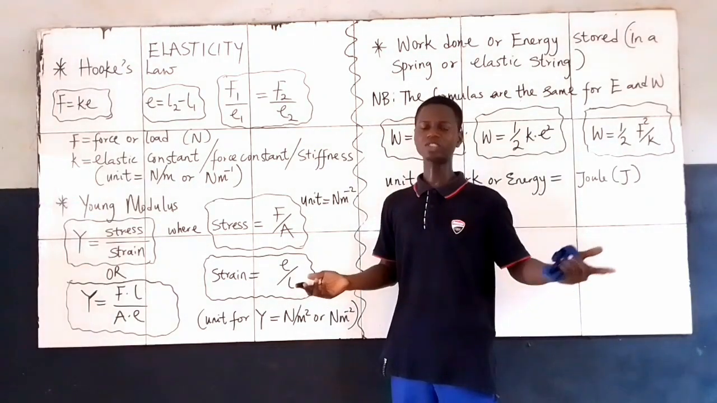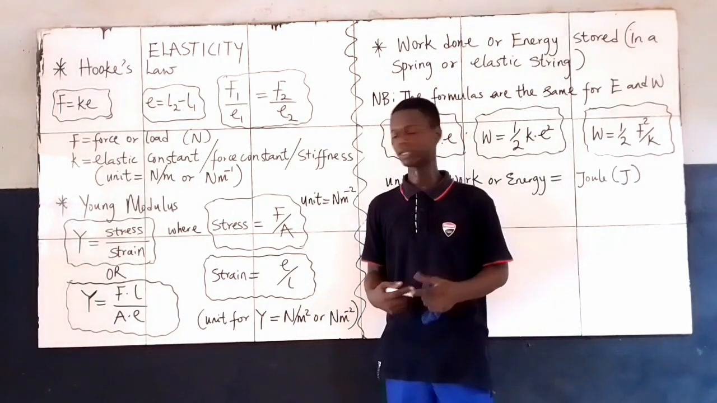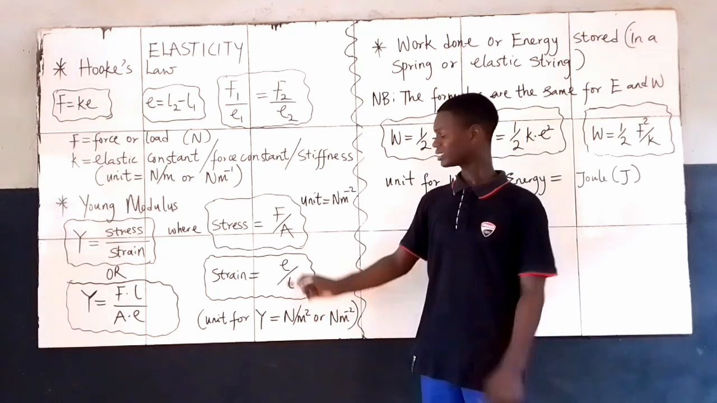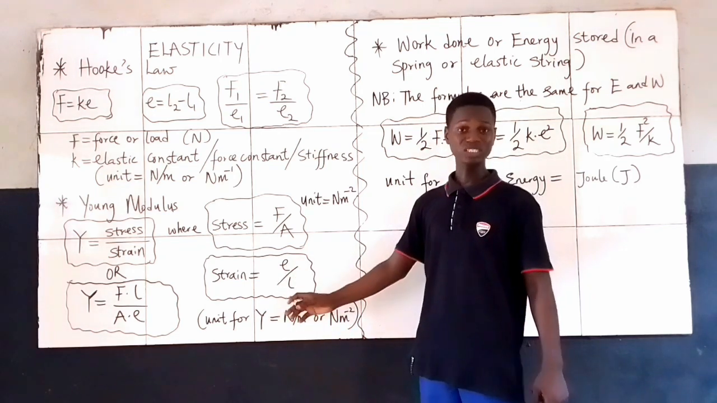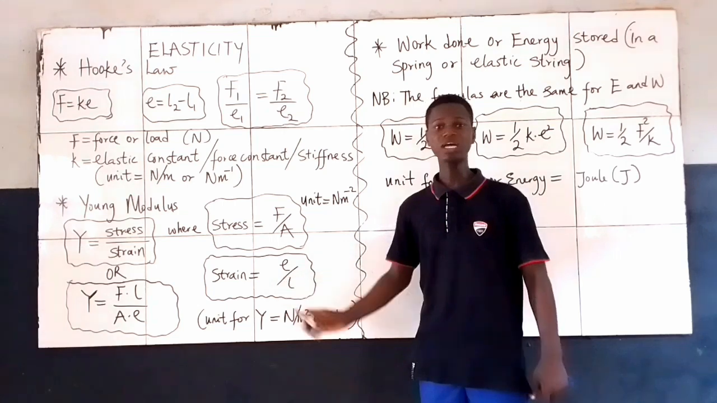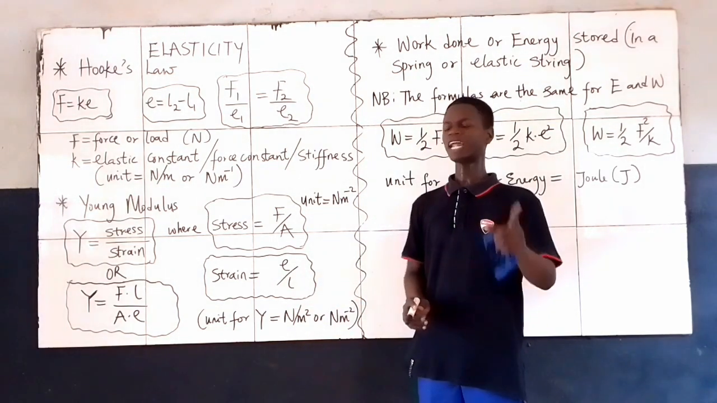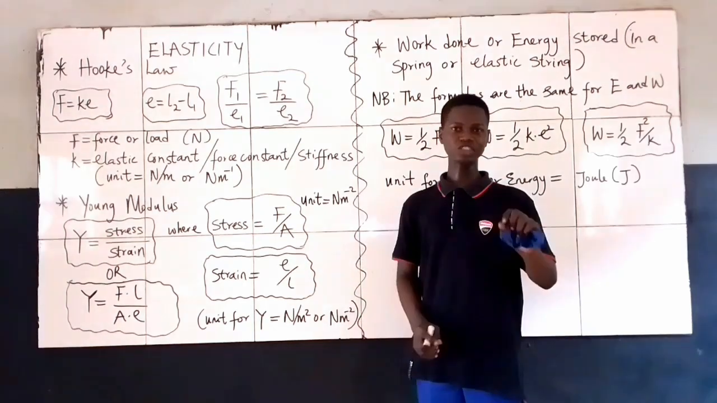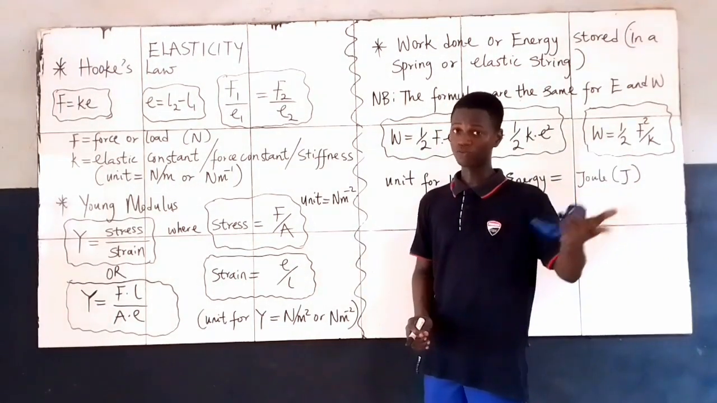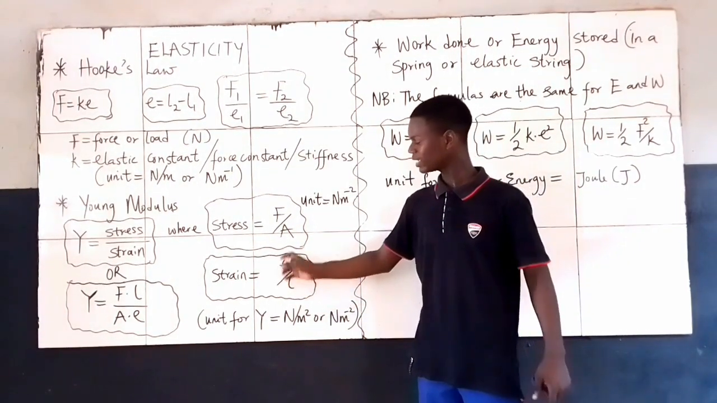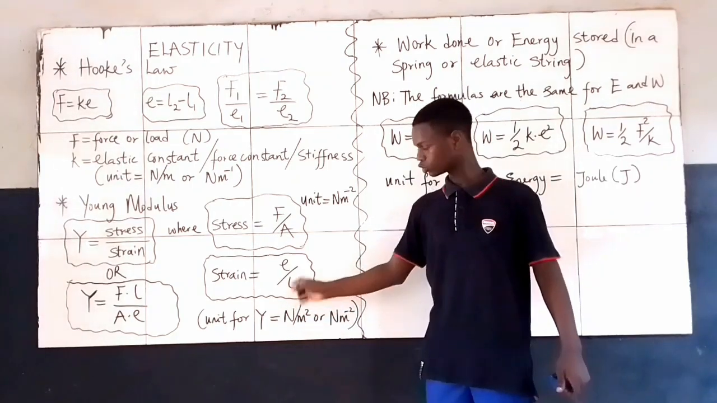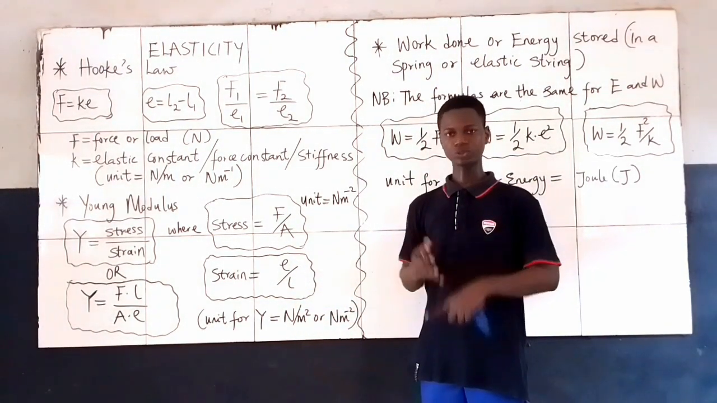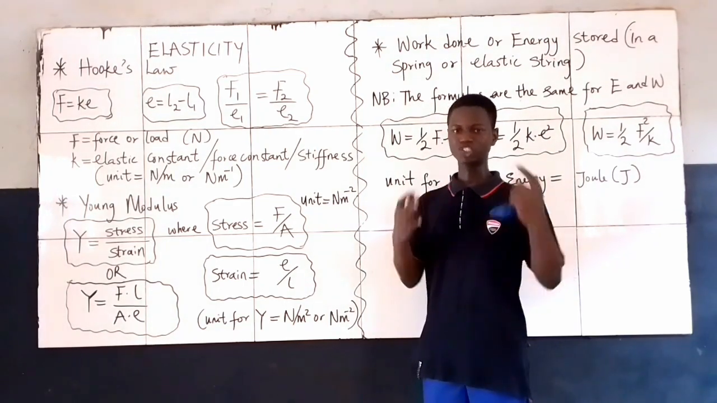Now, what if strain was not given directly? The formula you can use to get your strain or tensile strain is extension over original length. This is the formula that will give you strain. If you ask me why there is no unit for strain: we all know extension is a form of length, is it not? So if the unit here is meter, and the unit for length is also meter, meter will cancel meter. That is, there is no unit for strain.